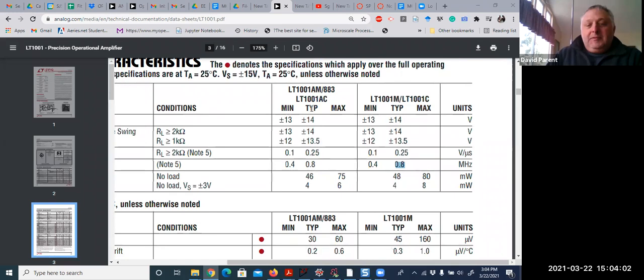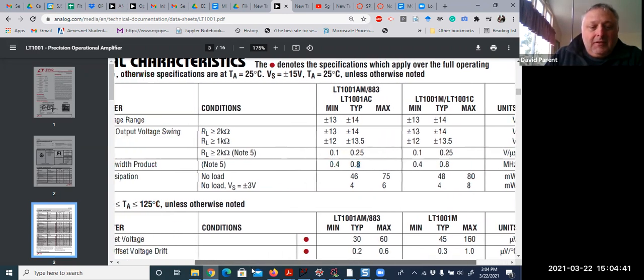So this is typical, but this is minimum. And so that's the actual guaranteed value that you can count on when you purchase this part. So if your design isn't working due to the gain bandwidth only being 0.5 megahertz, you're a bit out of luck, right? Even though typically you'll get 800 kilohertz, that's all they guarantee. All right. So let's just pick like 800 kilohertz. All right.